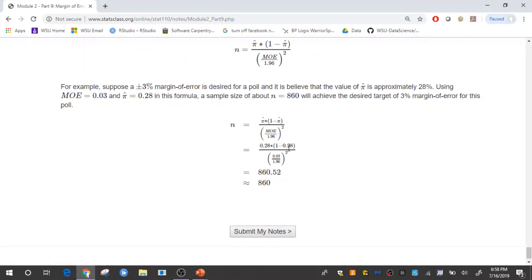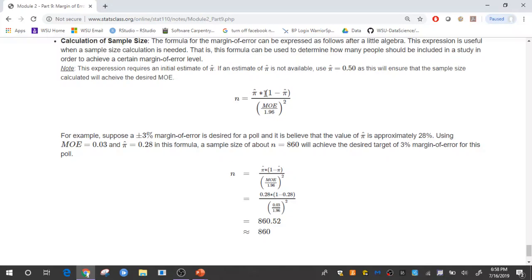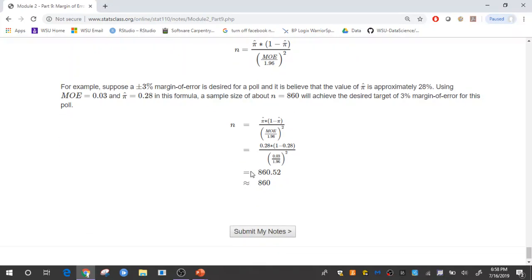So I use those values in this formula. I'm going to put in pi hat of 0.28. I want my margin of error to be about 0.03. And going through that formula, we can find out that I need about 860 people in my study. So if I were to put 860 people in my study, I would end up with a margin of error of 0.03, or at least close to 0.03.